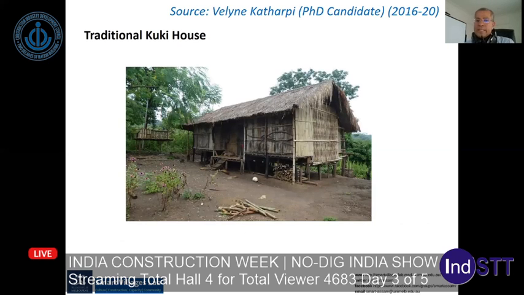So this is a traditional Cookie house. There are four different communities I'm going to discuss here from that particular zone: Cookie, Karbi, Dimasa, and Labang. As I said, 115 official tribes are in Assam, and more than 300 unofficial tribes still exist. So I'm just taking only four tribes here to show you how they call their shelter home. What is the meaning of that?